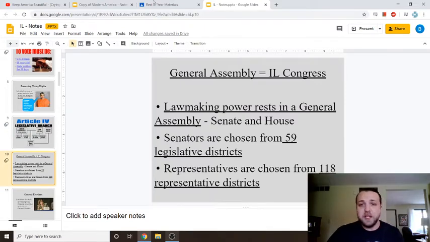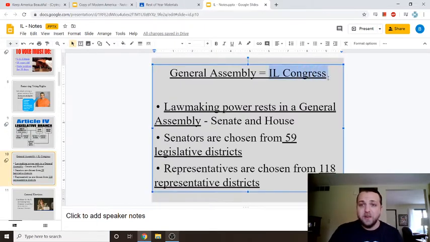The General Assembly is what we call our Congress in Illinois. We couldn't call it Congress. That name's already taken by the federal government. Maybe we could have been cool like Virginia and called it the House of Burgesses of Illinois, but we didn't. We were pretty basic, so we went with General Assembly. To get into the General Assembly, you have to run in a general election. It's not very creative, but it is what it is.